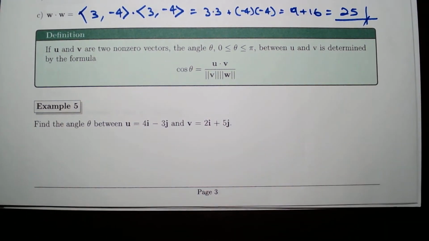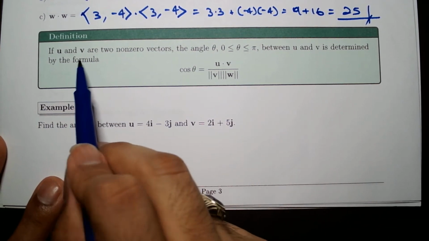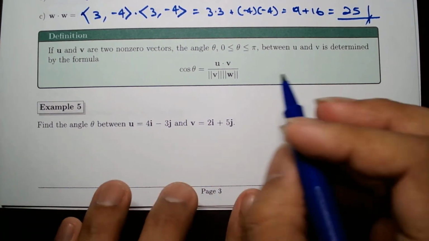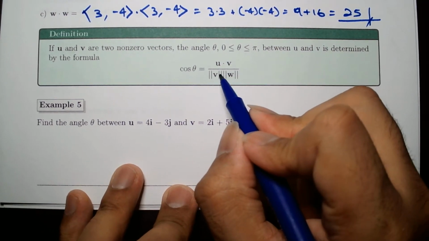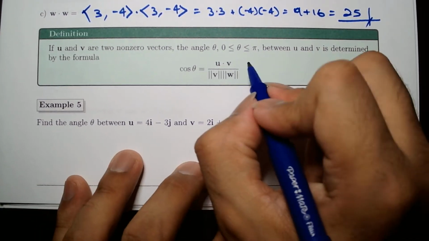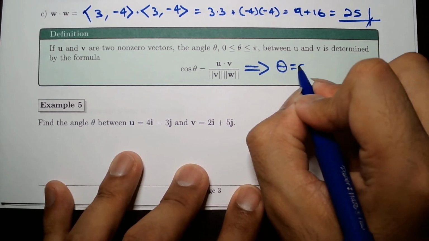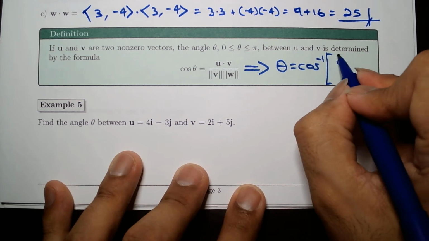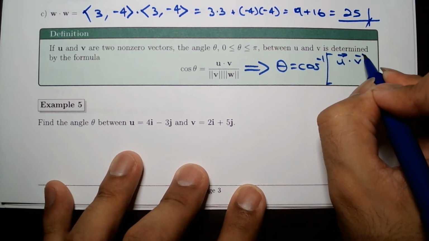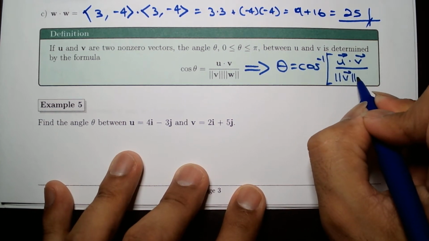All right, so the formula to find the angle between two vectors is cosine theta equals the dot product of the vectors divided by the product of their magnitudes, and then in the end to find the angle theta, that's cosine inverse of the dot product over the product of their magnitudes.